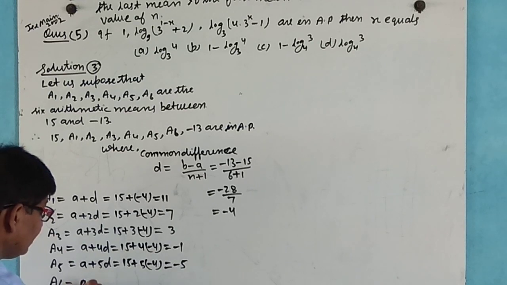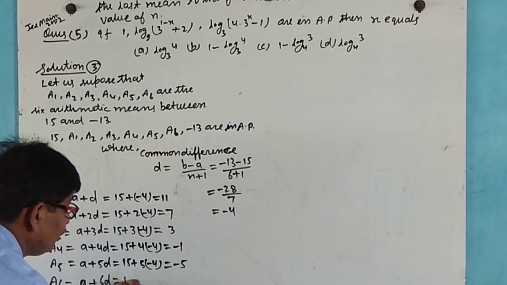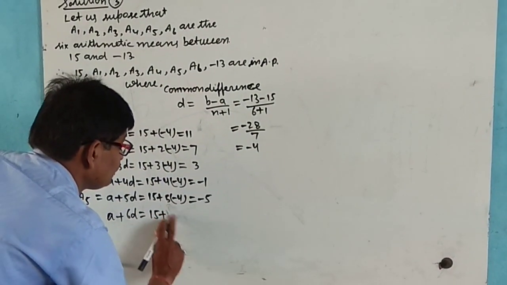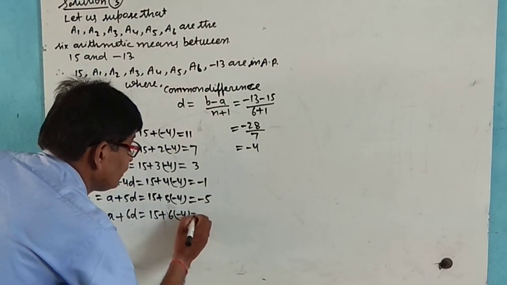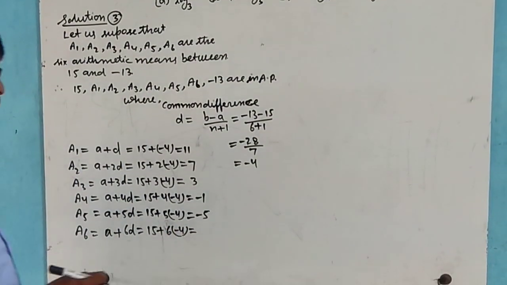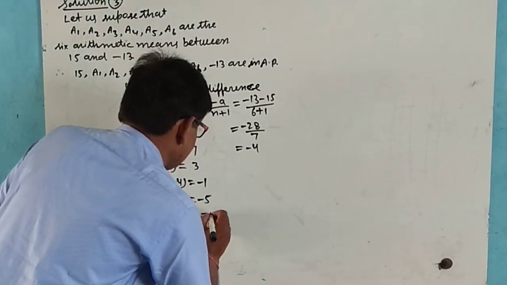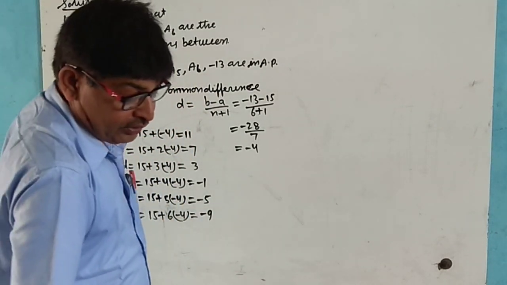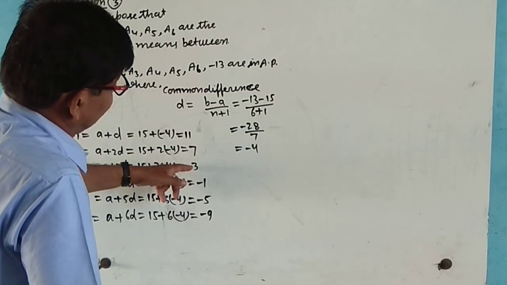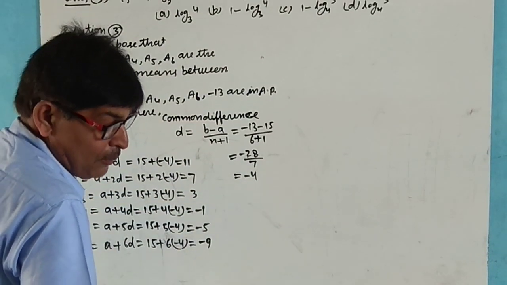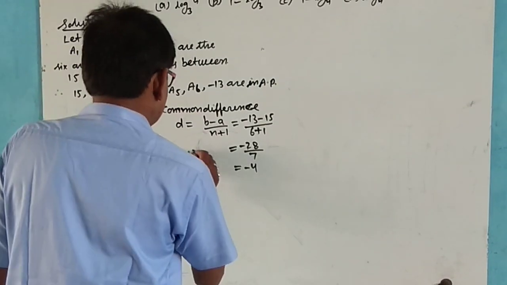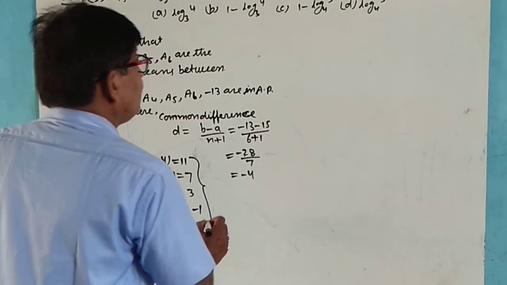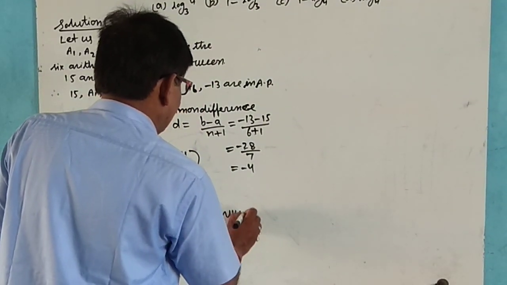A6, A plus 6D, 15 plus 6 into minus 4, 6 4s are 24, this is equal to minus 9. So the terms will be 11, 7, 3, minus 1, minus 5 and minus 9. These are the six arithmetic means between 15 and minus 13. This is our answer.